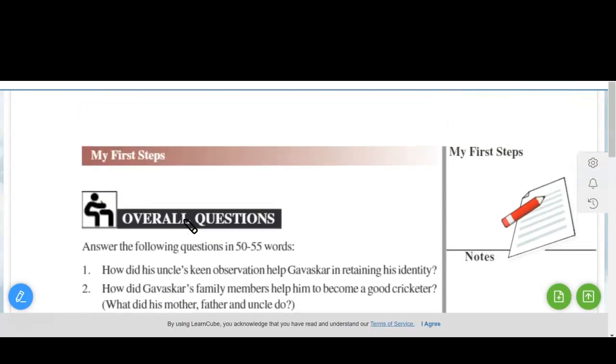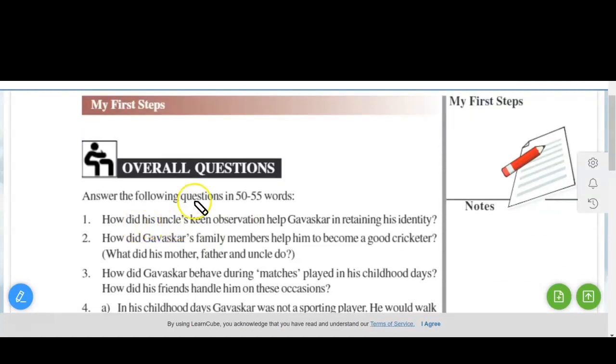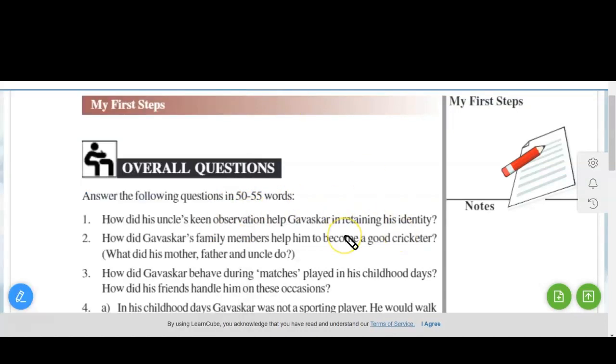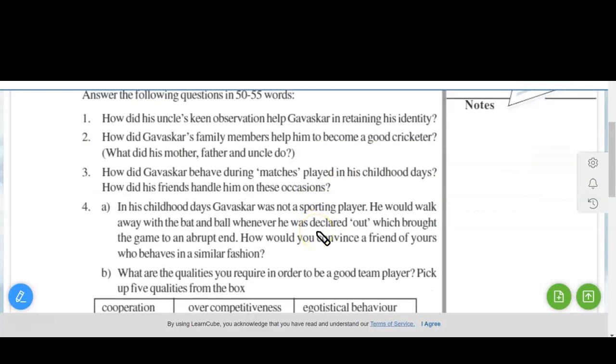Today we will be watching the chapter My First Steps, overall questions and related topics. So let's start. First, answer the following questions in 50 to 55 words. Okay. So the first question is: how did his uncle's keen observation help Gavaskar in retaining his identity?